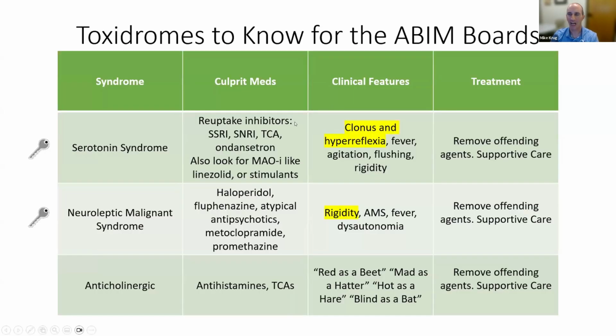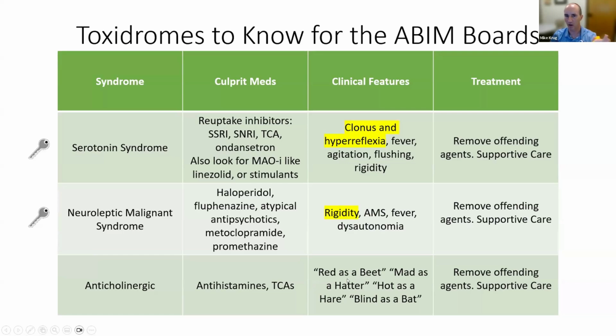Okay, so again, toxidromes. I'm reiterating this because I think it's so frequently tested upon. The yellow is for if you're like, gosh, I can never remember these. I can only remember one thing. Well, clonus and hyperreflexia is your one thing to remember for serotonin syndrome. The treatment is basically supportive care and stopping the offending agents. Neuroleptic malignant syndrome, if you remember one thing, it's rigidity in the setting of some of these other things that are cross toxidromes. And again, remove the offending agents, supportive care.